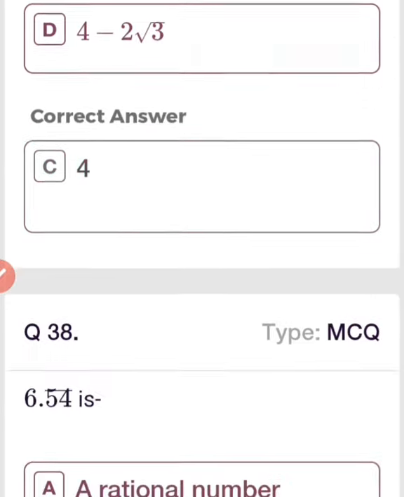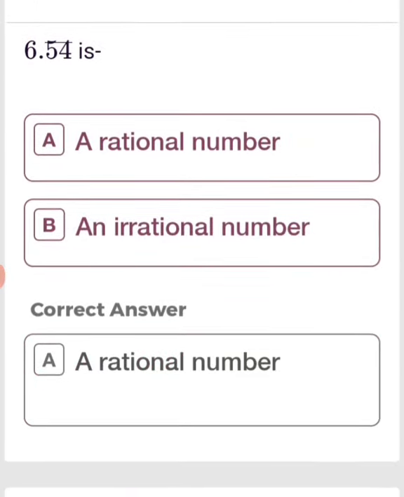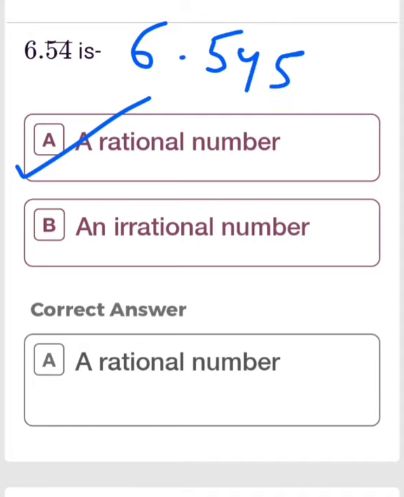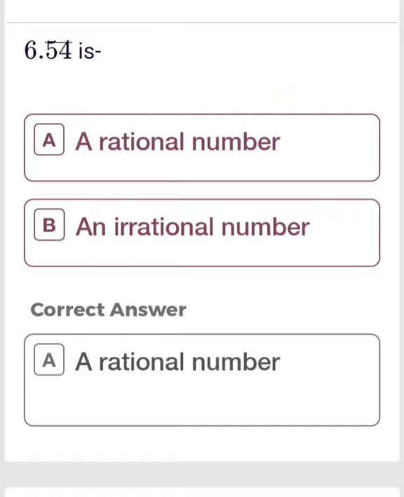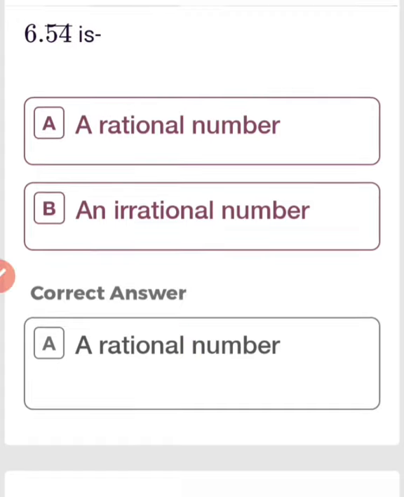Next question, question number 38. 6.54 bar. It is definitely, this is your what? Rational number. Okay. This is your rational number. This is recurring, no? 6.54 bar means what? 6.54, 54 and so on. This is your rational number. Come on. Next.